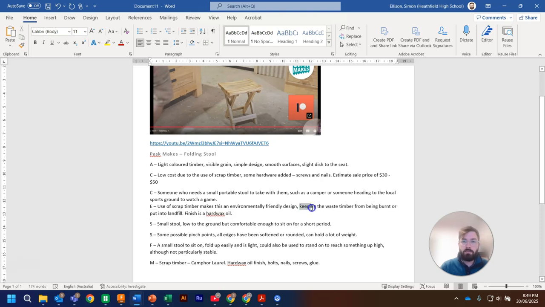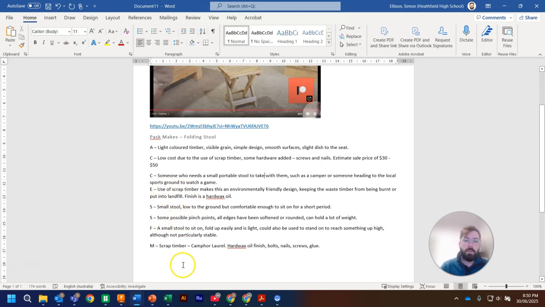So things like keeping the timber waste from being burnt or put into landfill, right? That is a comment that is responding to the idea that it's environmental. It's not just stating a fact, it's sort of going into that a little bit deeper, giving some judgment. Same with the customer comments here. So I've already made some comments which allude to not just identifying features, but reviewing the product itself and the features that have been put into it.